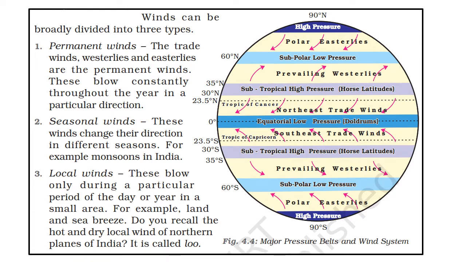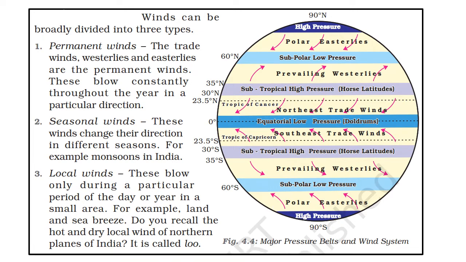Between the subtropical high pressure belt and the subpolar low pressure belt there are the westerlies, the prevailing westerlies. In the northern hemisphere, northern prevailing westerlies, in the southern hemisphere, southern prevailing westerlies. While between the polar high pressure belt and the subpolar low pressure belt, again there are easterlies, or polar easterlies. In the northern hemisphere, northern polar easterlies, in the southern hemisphere, southern polar easterlies. So these are permanent winds.